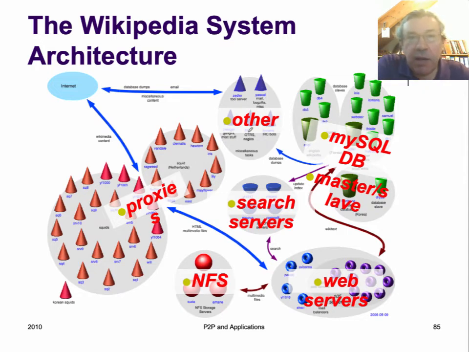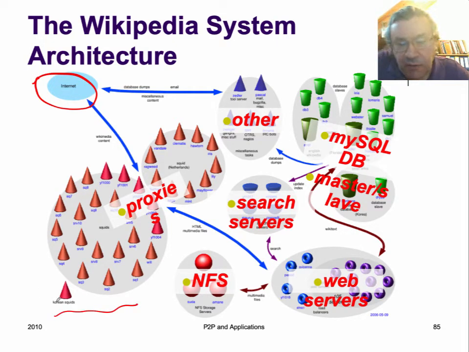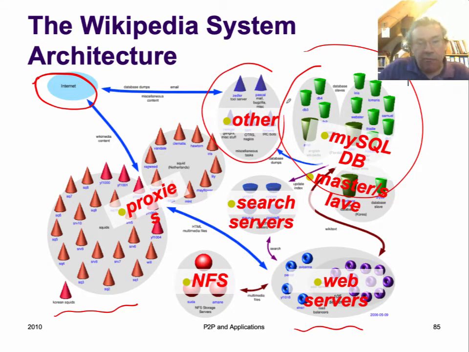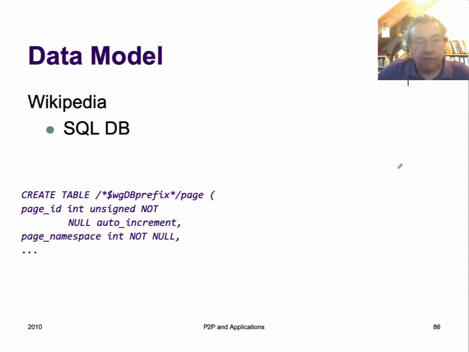So what is the architecture of the real Wikipedia? Here we have the actual internet. We have proxies here, the Squid proxies. We have web servers. We have the actual database backend, which is using MySQL, and we have other kinds of support systems. We have a lot of proxies which are handling most of the queries. But the backend database is what we will concentrate on.